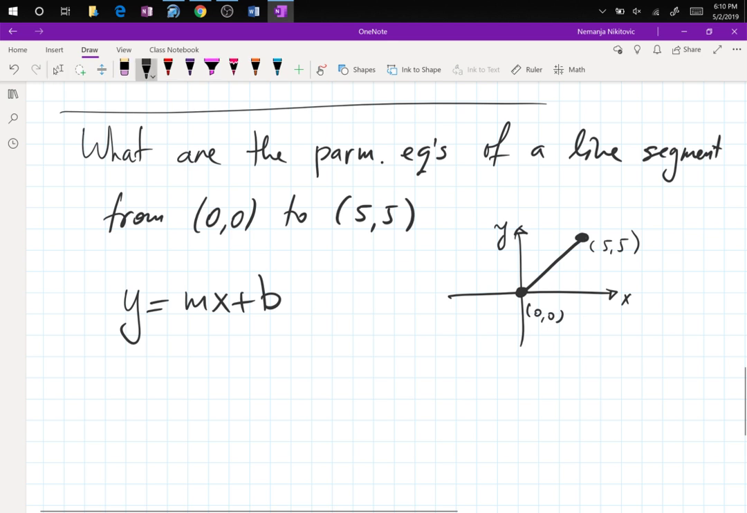So what you have here is the equation y equals x, and your x is stuck between 0 and 5. Is this a parametric equation? No. It's not a parametric equation. This is your regular equation that you all know and love, right? This is y equals mx plus b. Your m is 1 and your b is 0, so you plug those in and you get this.